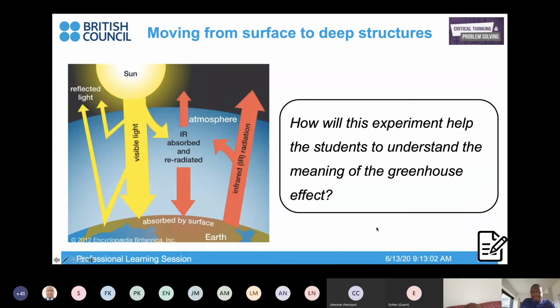How will this experiment, the way you have seen them doing, help the students understand the meaning of greenhouse effect?